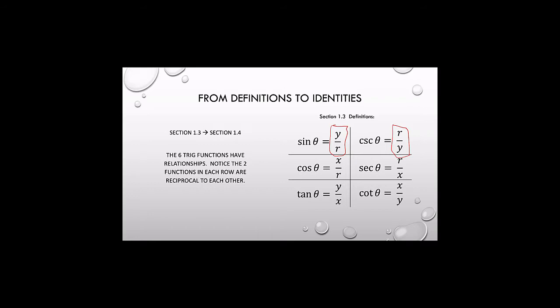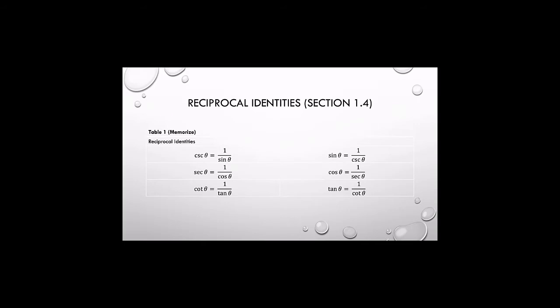This table is arranged in a specific way. In each of these rows, the fraction is flipped. When we flip a fraction, we call that the reciprocal. So sine and cosecant are reciprocals. Cosine and secant are reciprocals. Tangent and cotangent are reciprocals. So that's what section 1.4 is about: pointing out those relationships in the definitions.